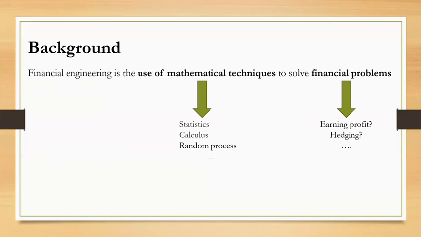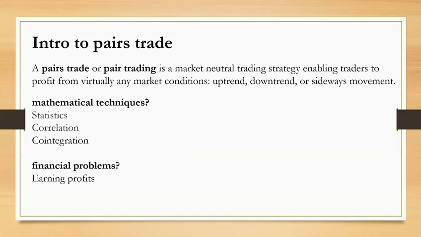Next, I will use pairs trade to give you an example. A pairs trade, or pair trading, is a market-neutral trading strategy enabling traders to profit from virtually any market conditions: uptrend, downtrend, or sideways movement. Here, our mathematical techniques are correlation and co-integration in statistics. And our financial problem here is earning profits.